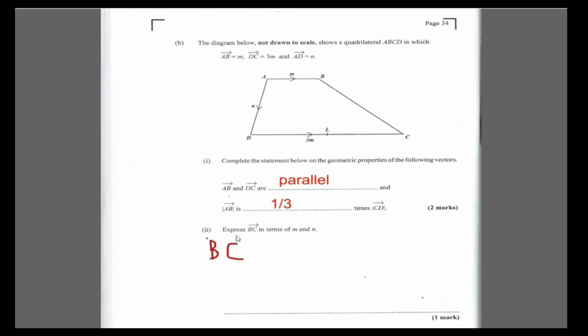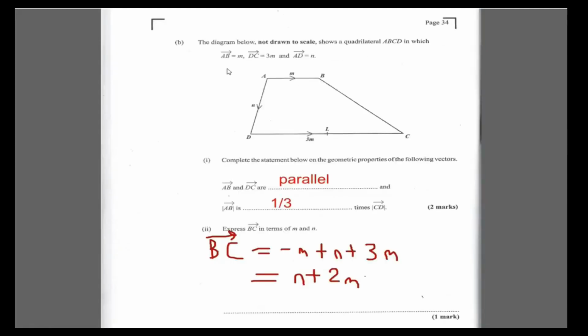So BC is going to equal, from B to A, which is minus M, plus A to D, which is N, plus D to C, which is 3M. So BC works out to just be N plus 2M. That's BC. All right. It says L is the midpoint of CD. Find BL in terms of M and N.